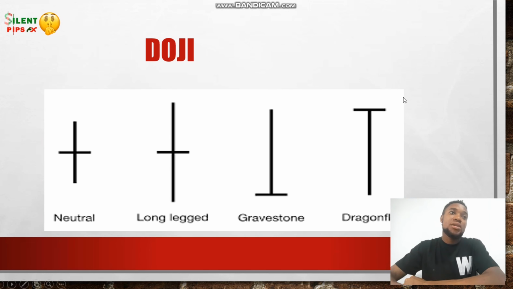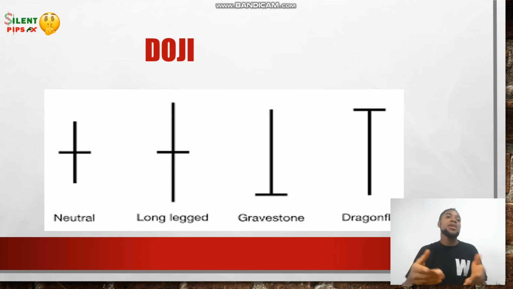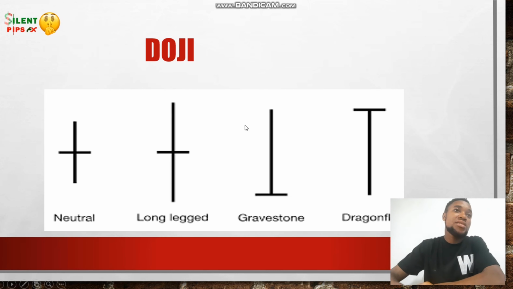Now, as opposed to a gravestone doji, we have the dragonfly doji. It's actually the reverse. The lower wick is 3 or 4 times greater than the body, and most of the times you see dragonfly dojis with no upper wick. This tells you that the bulls are in absolute control of the market. If you find such a candlestick at the bottom of a trend, then the bulls have the tendency to pull the price back towards the upward direction.